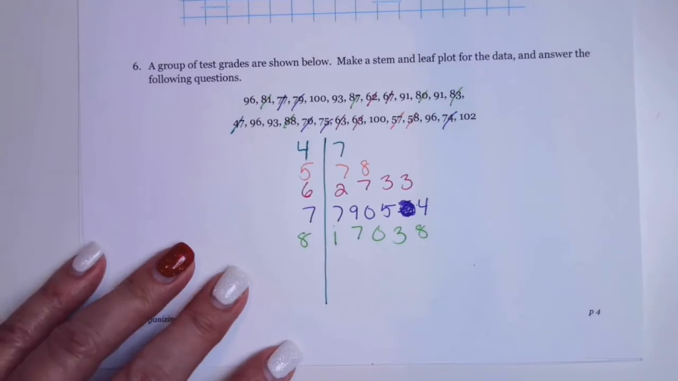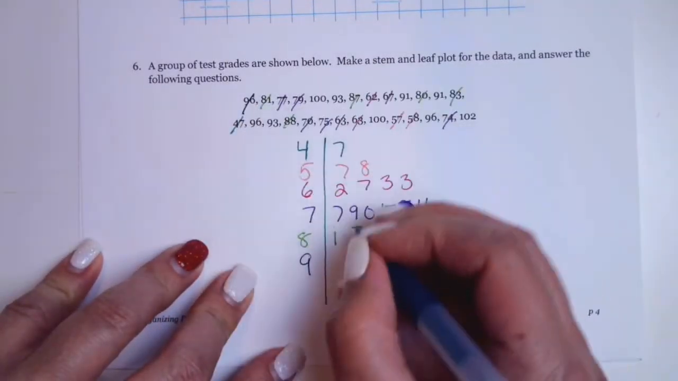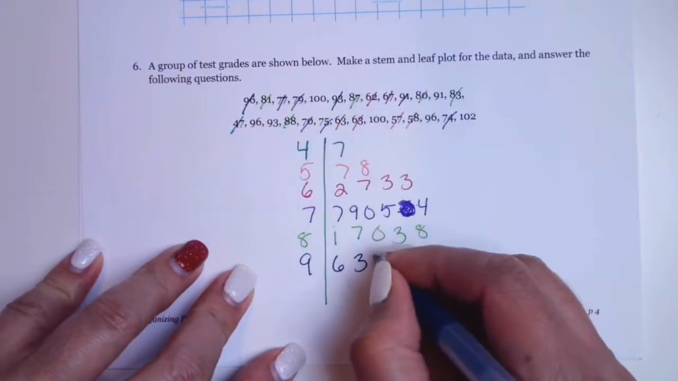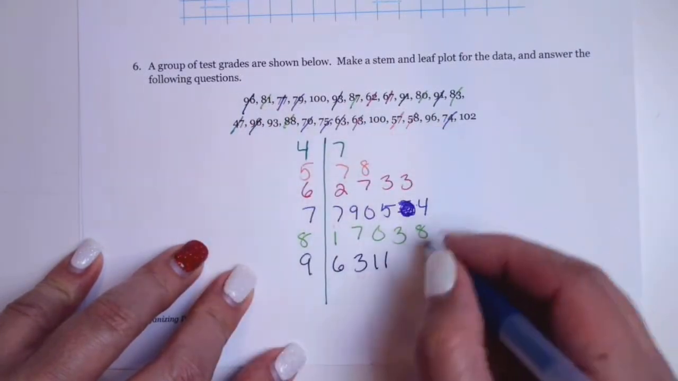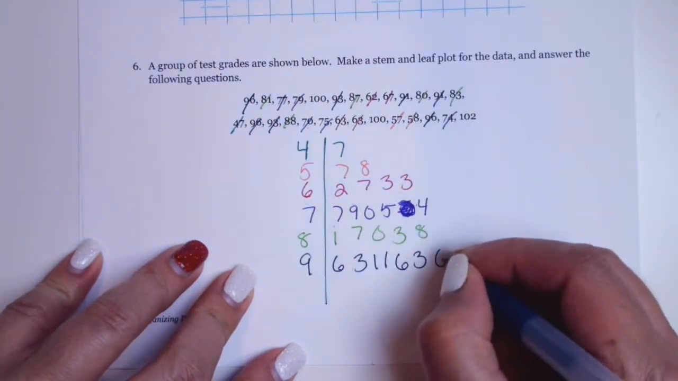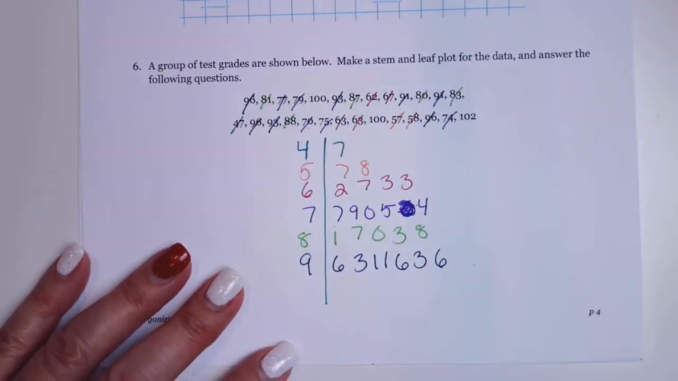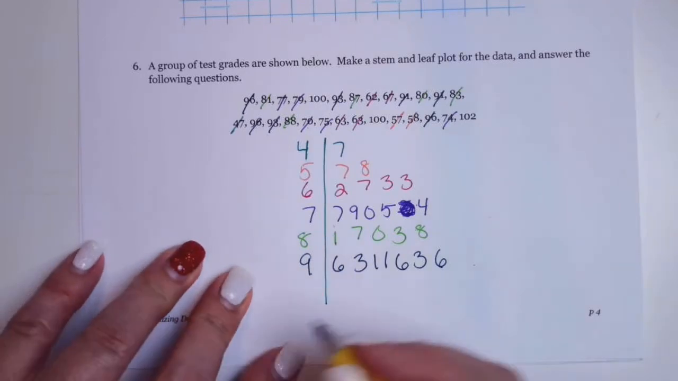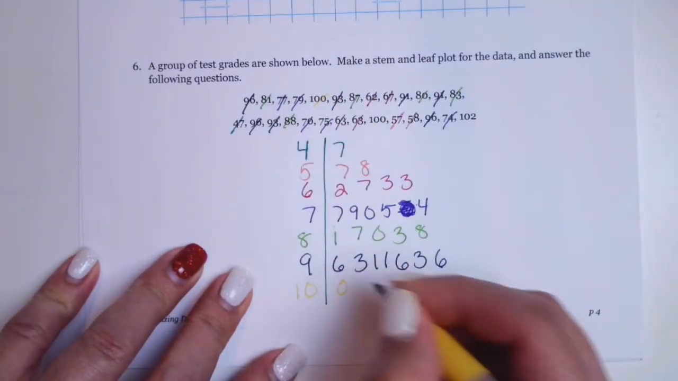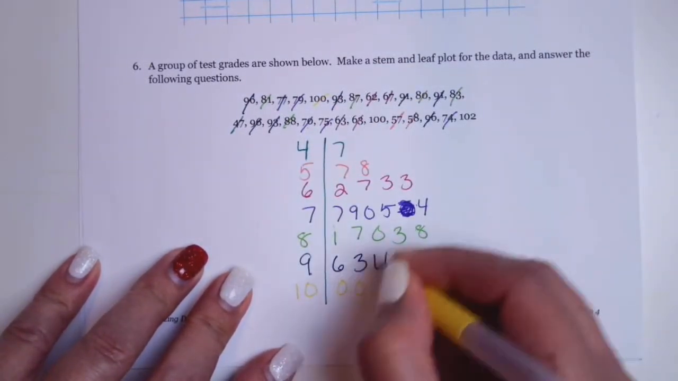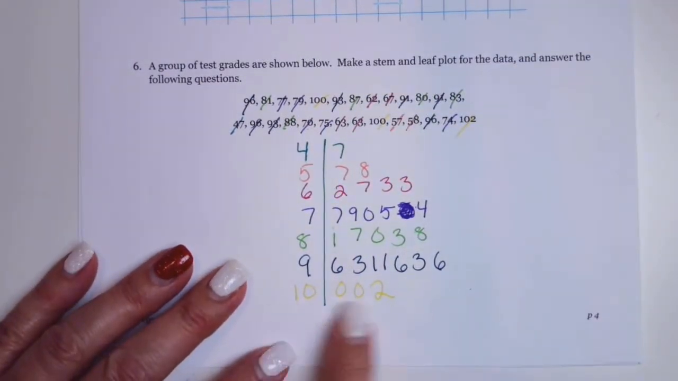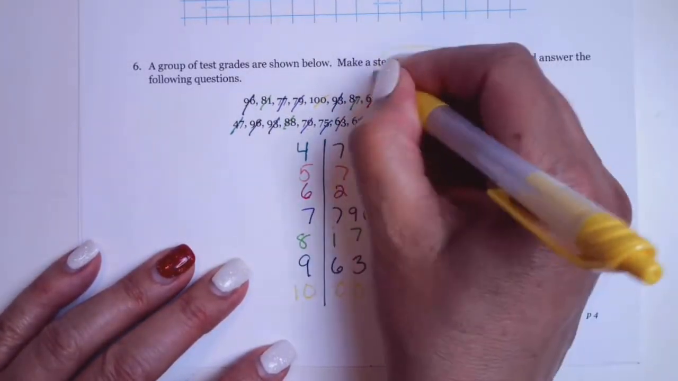Then we have our 90s. So 96, 96, 93, 91, 91, 96, 93, and 96. That's it. And then for our 100s, of course, now we need to write 10 on here. And we're going to put 0, 0, and 2. So this is what's called a stem and leaf plot.